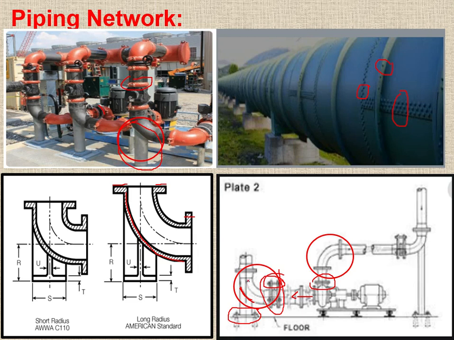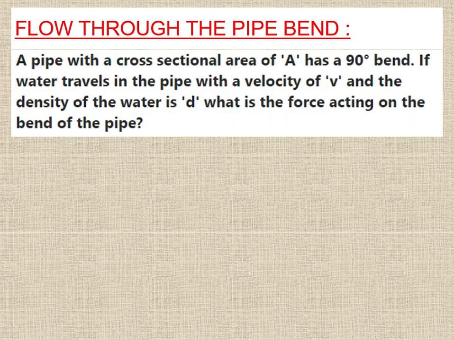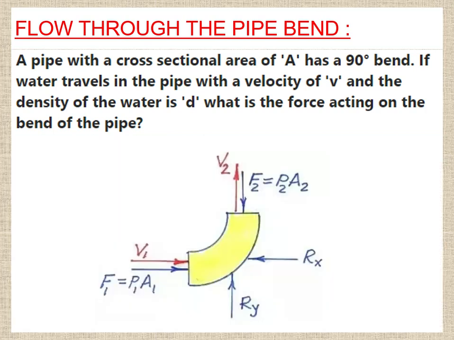Okay, so now let's do some practical examples. So here a pipe with a cross-sectional area of A has a 90-degree bend. Okay, so this is basically the elbow you can see here. If water travels in the pipe with a velocity of v, so this is the velocity v, water is coming through a pipe. Okay, suppose this is a pipe. So water is coming all the way through a pipe.